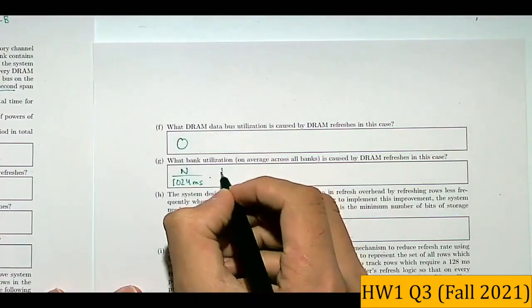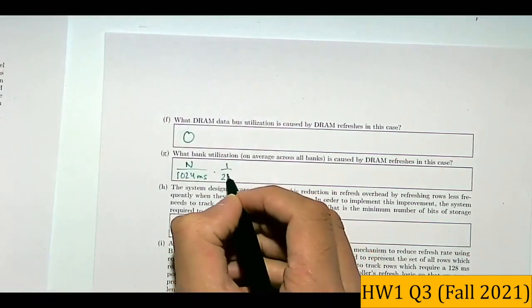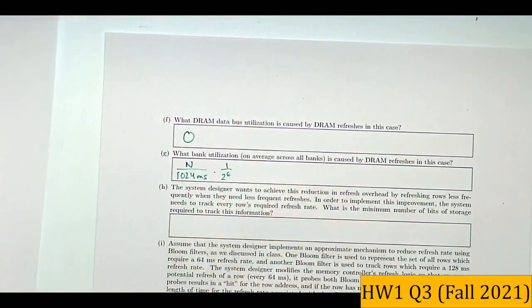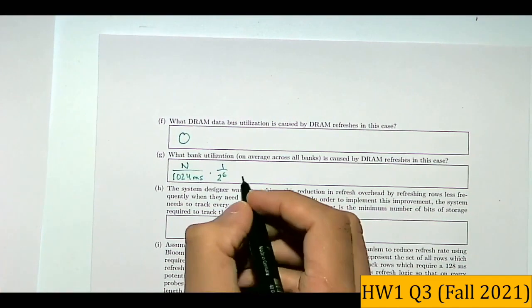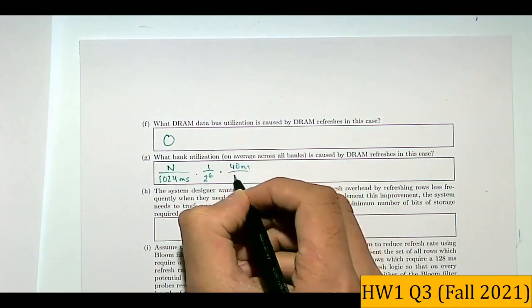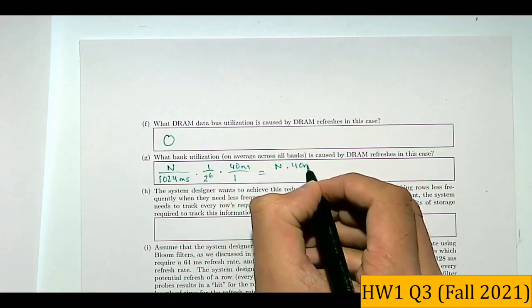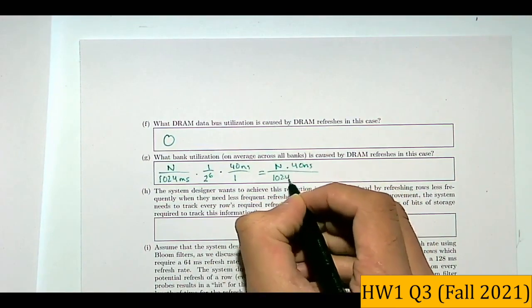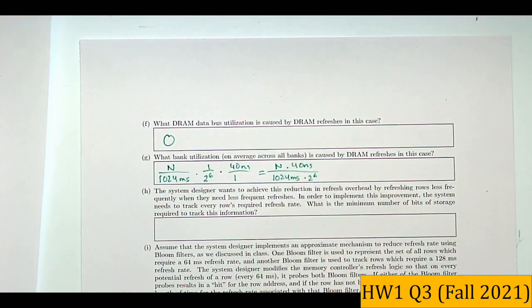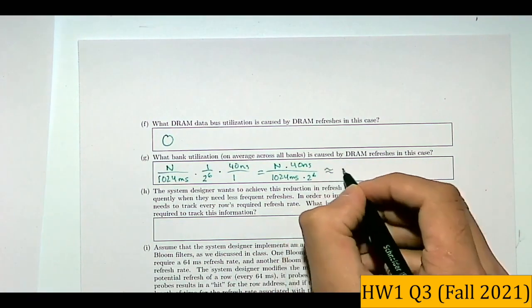So here we have 2 to the 6 banks in the system. And we're going to say that these refresh operations are equally distributed amongst banks, right? And that's how we would arrive at this answer. It's 40 nanoseconds per refresh operation. When we compute that, it's n times 40 nanoseconds over 1024 milliseconds times 2 to the 6, right? And in the solutions, that's about 0.5%.